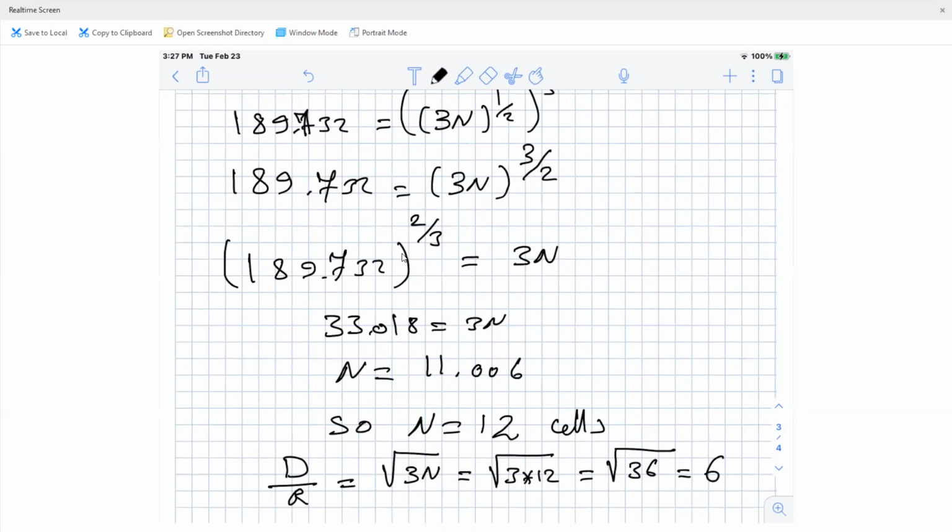Now my question is, what you can conclude from this example? What we can conclude?